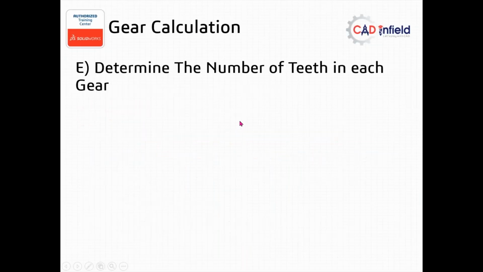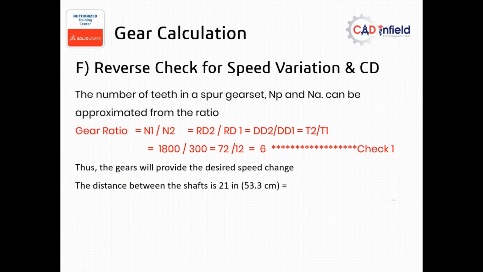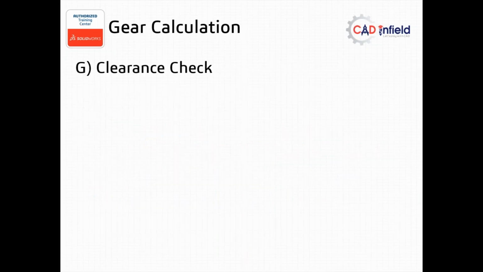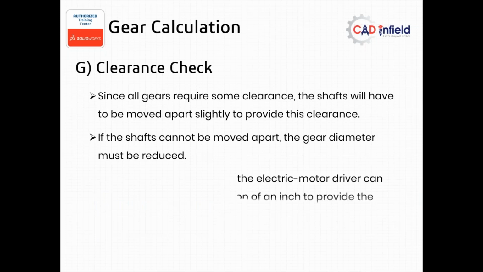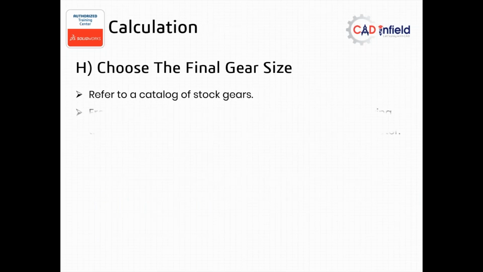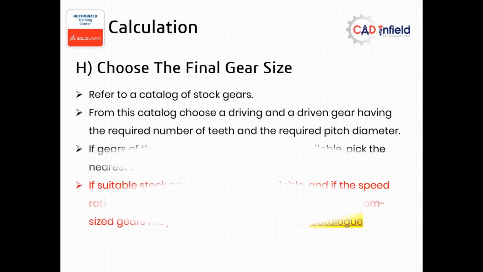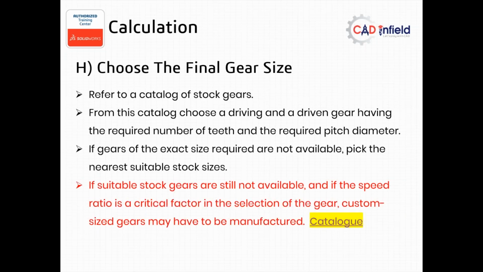Okay, so we saw the number of steps, from the problem definition to the clearance check. Next, what size we have to select. Refer to the catalog for a stock gear. Initially we have to select the stock gear from the catalog, first based on the PCD and number of teeth.